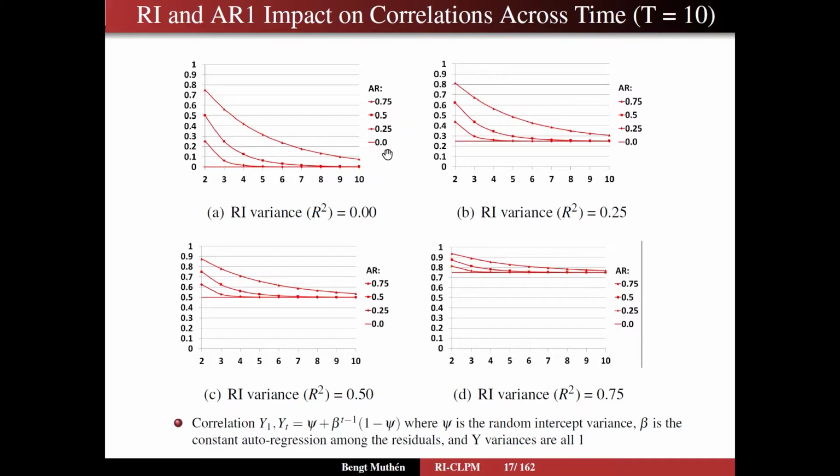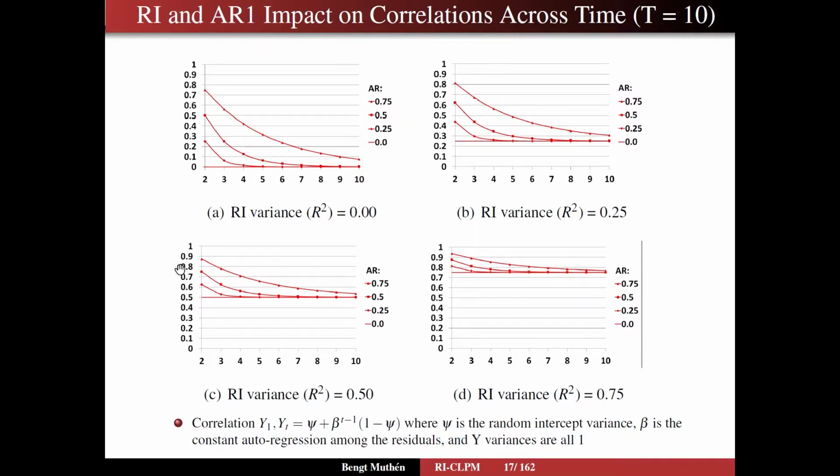So we have 4 different curves here for different autoregressive coefficients. And we also have 4 panels depending on what the RI variance is, or in the metric that we're talking about, that's the same thing as the R square in the outcomes due to the random intercept. So 0, 0.25, 0.50, 0.75. And we see that in each case, the lower limit for the correlation is the same as the R square. 0 here, 0.25, 0.50, and 0.75.